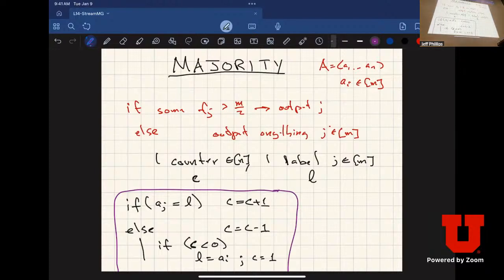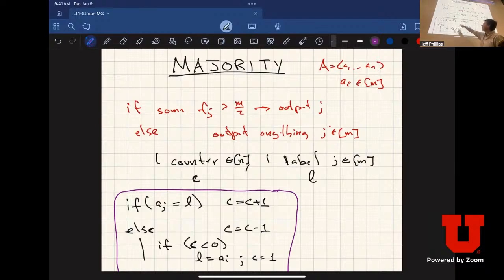So I just have one counter. If I see what I'm keeping count of, I'm going to increment it. If I see something else, I'm going to decrement it. And if it goes below 0, well, then I know whatever I was keeping count of, I saw a lot of something else. That counter was decremented below 0, so since I started keeping track of that, I saw more of something else than I saw of that. So I'm going to change the label to what I currently see. I know I've seen at least one of these, so I'm going to set the counter to 1.